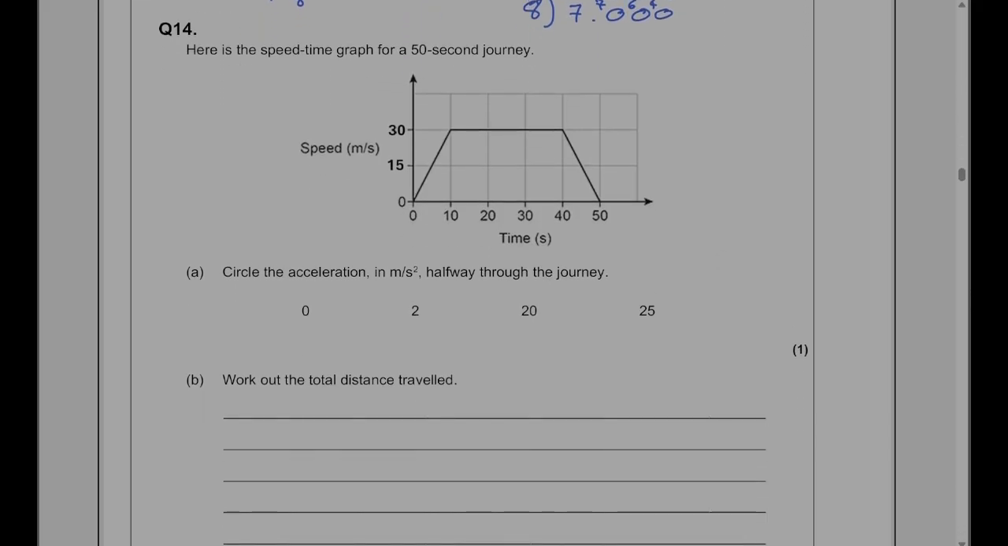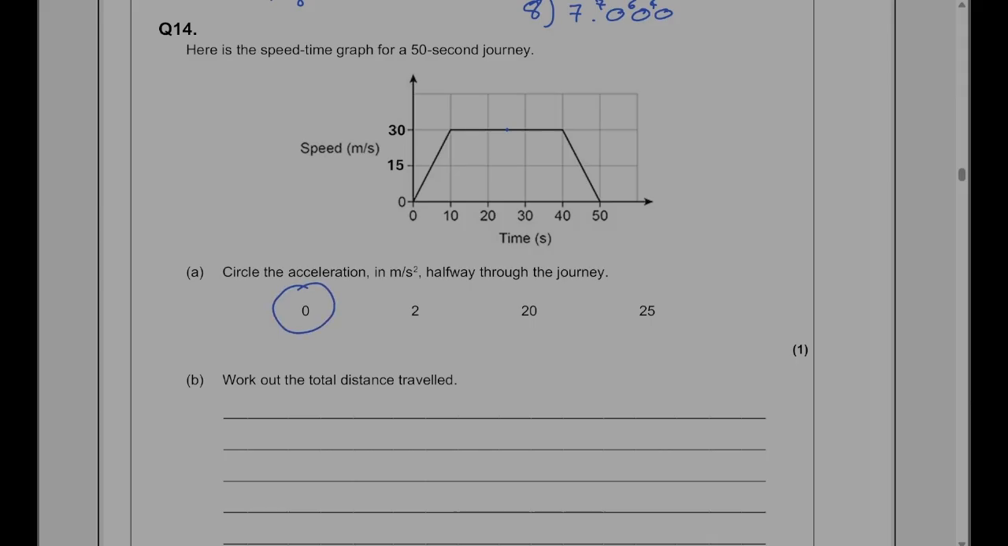Question 14. Here is the speed time graph for a 50-second journey. Circle the acceleration in meters per second squared halfway through the journey. So halfway through the journey, we're looking at the acceleration here, which would be 0.